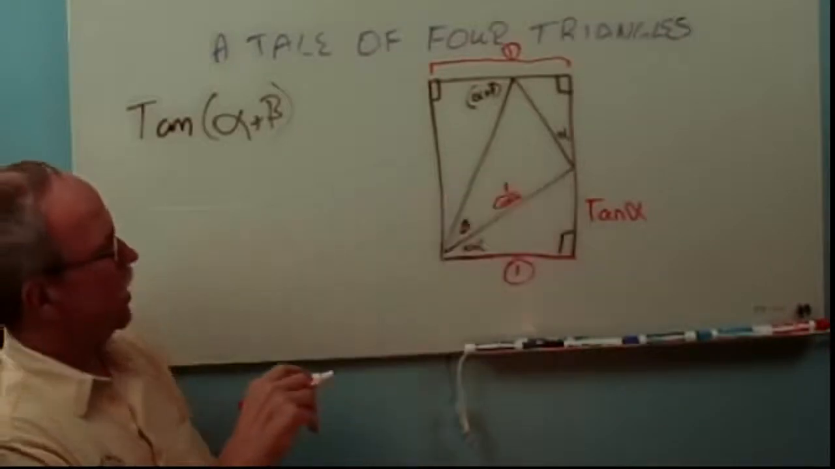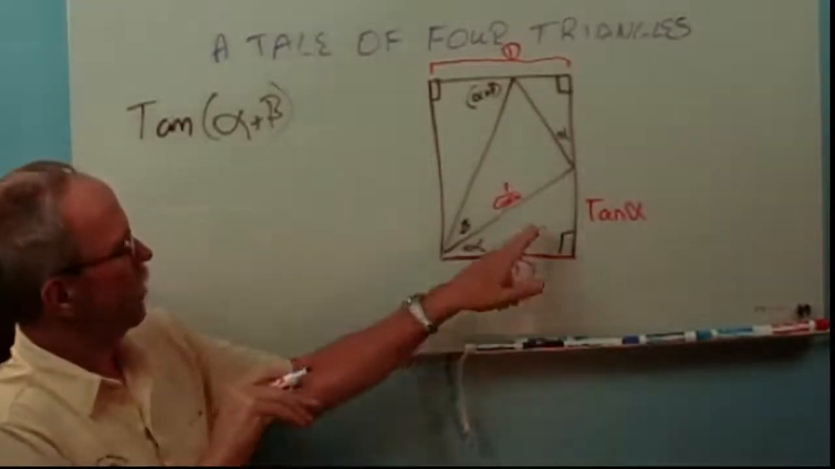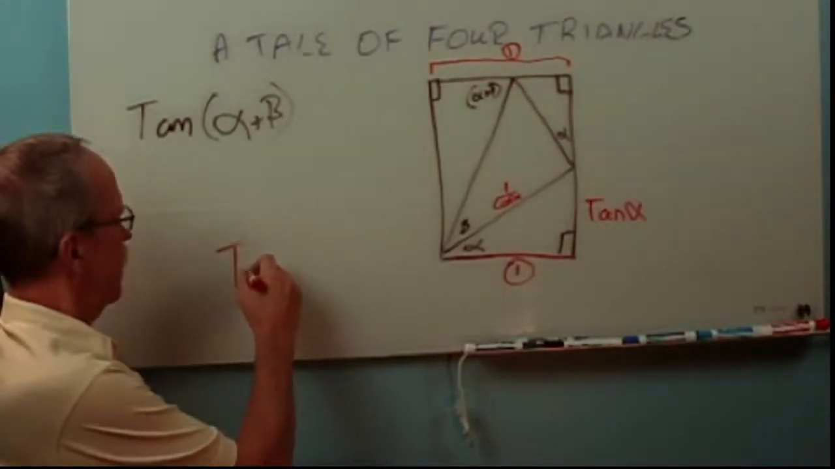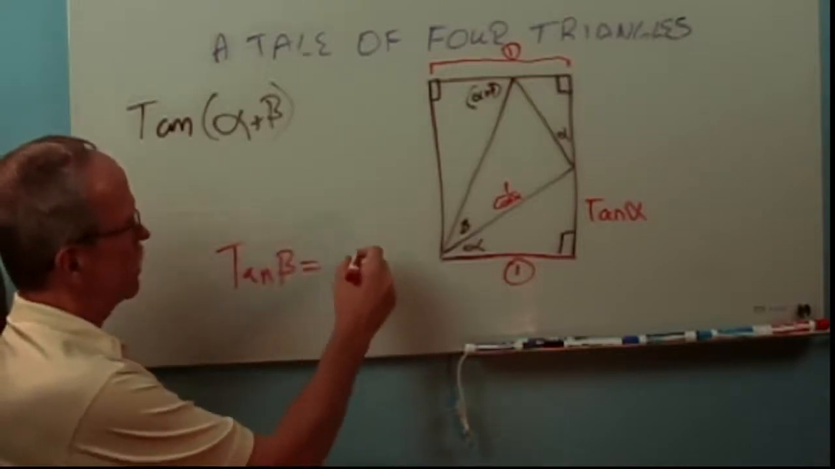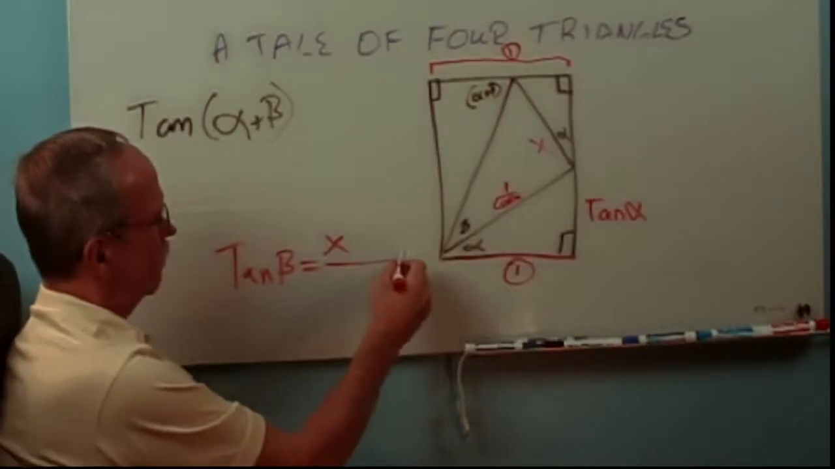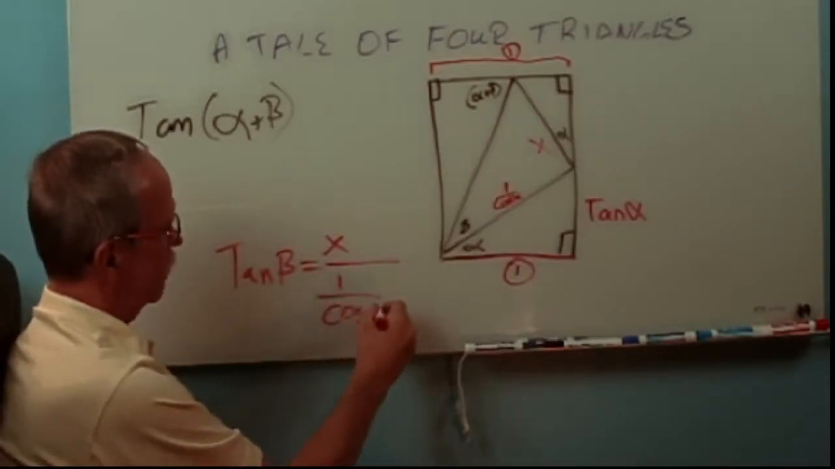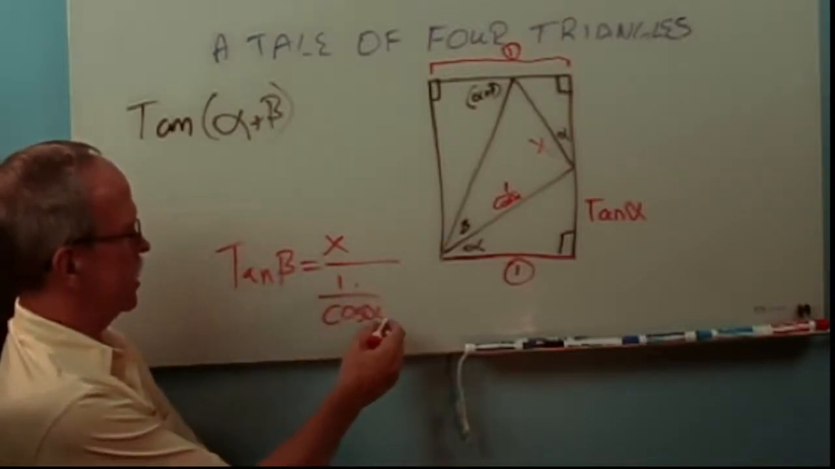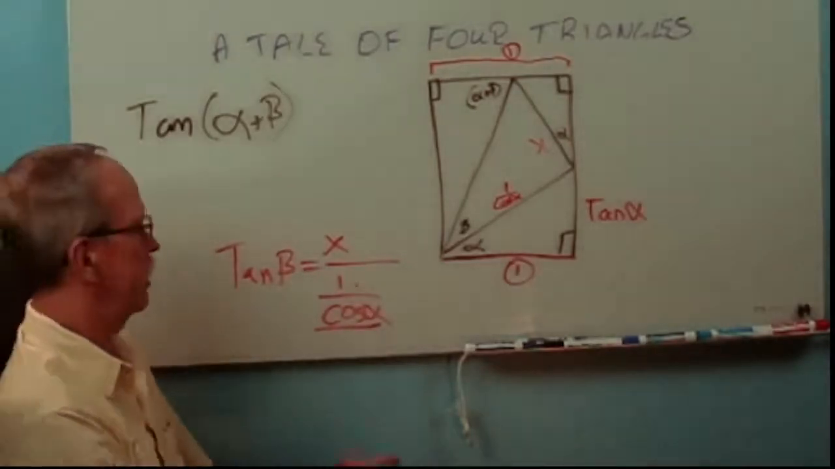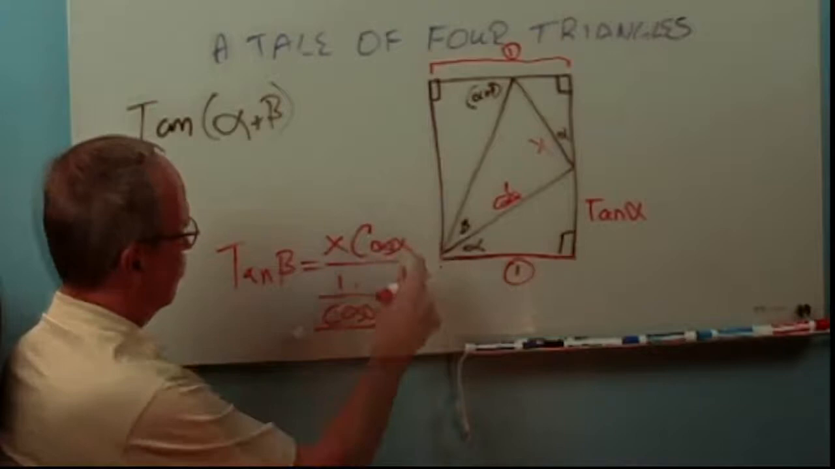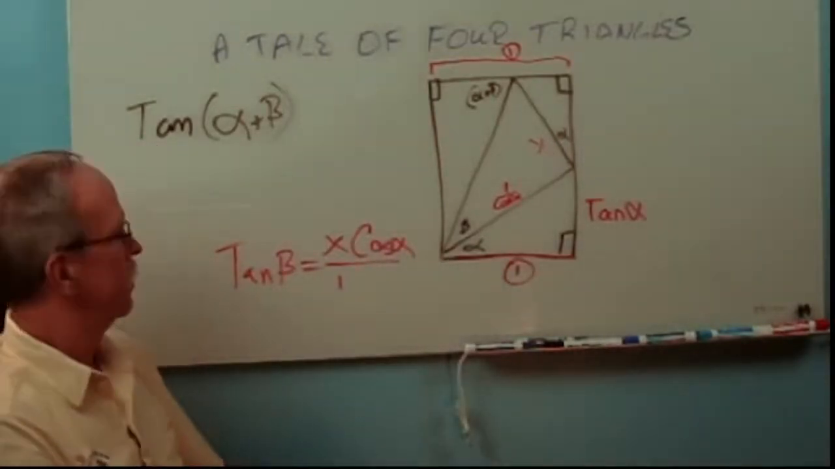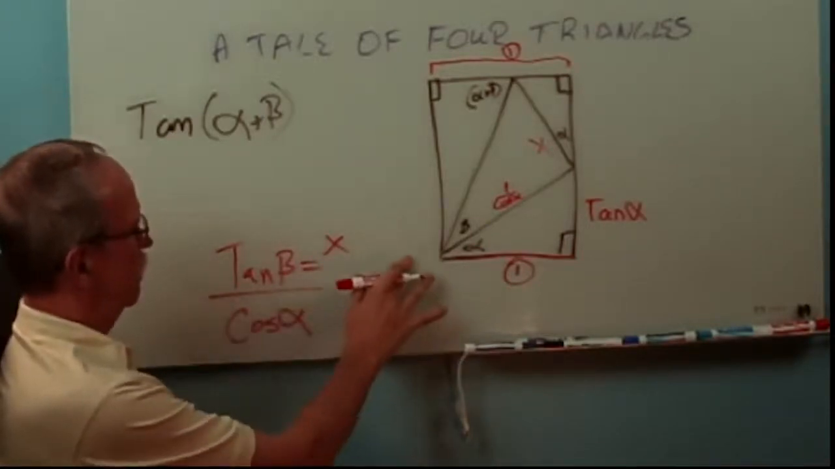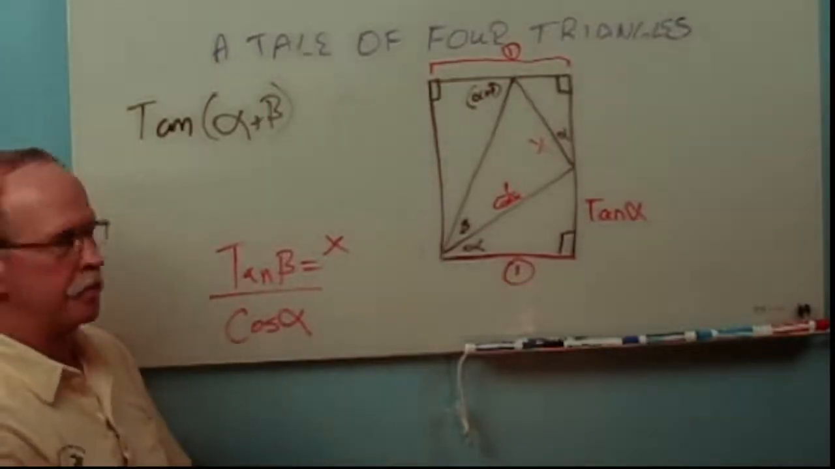Okay, so now we're in this triangle. I think we'll approach it the same way that we did this one. We're looking for tangents, so let's see if we can get some tangents here. So we have tangent beta equals x over 1 over the cosine of alpha. Well, how are we going to address this? We know that when you divide by a fraction, it's the same as multiplying by the reciprocal. So x cosine alpha over 1 is tangent beta. So what's x? x equals tangent beta over the cosine of alpha. So let's go ahead and put that up here.